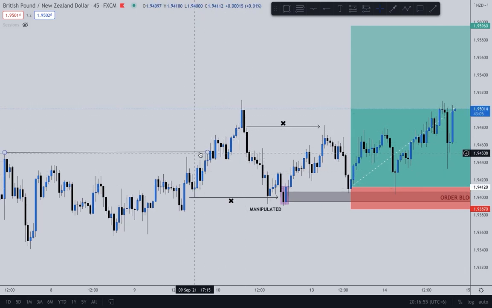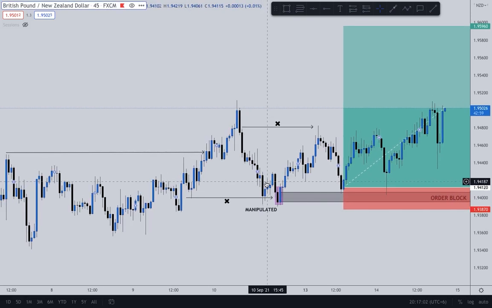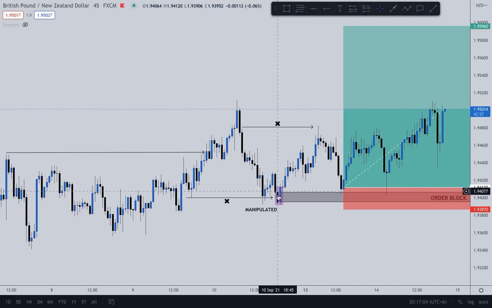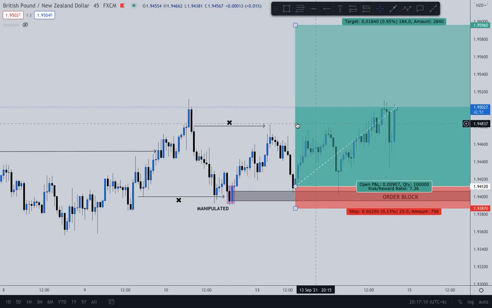After breaking the previous structure, it came to the recent order block and tested it and created an internal structure right here. After creating the internal structure, it took out the previous low and pushed higher. This gave us our confidence that it was gonna go up.